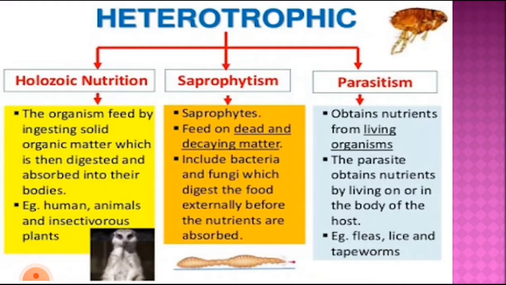Like parasitic organisms, they obtain nutrients by living on or in the body of the host. And saprophytic organisms, they feed on dead and decaying matter. And in Holozoic nutrition, the organism feeds by ingesting solid organic matter, which is then digested and absorbed into their bodies.